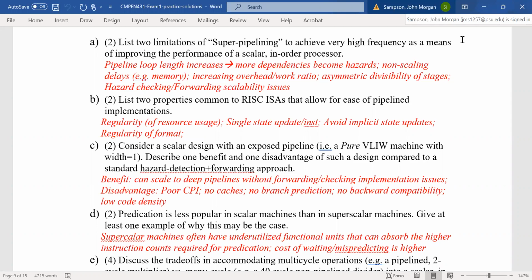Increasing overhead to work ratio, right? Your pipeline registers themselves have some delay, they have some cost. They don't actually do anything other than hold state. So again, I only need two. I'm listing several. So at some point, your pipeline stage is basically just latching and unlatching, and you're not really doing any work. So that's not a great way to build a machine.